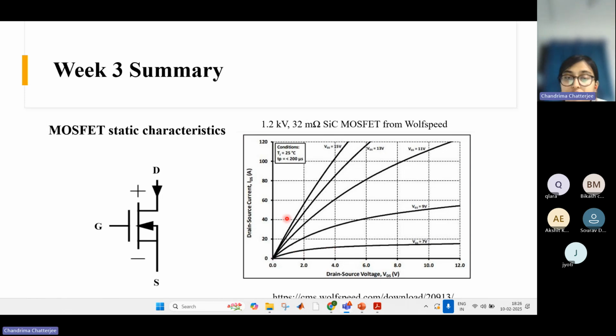Right. And here we have some conditions like what is the junction temperature? The junction temperature is 25 degrees Celsius. So if you actually see the data sheet, you will find these static characteristics for different junction temperatures, at 25 degree, at suppose 100 degree or 125 degree or 150 degree. So for various temperatures, you will get these characteristics, right?